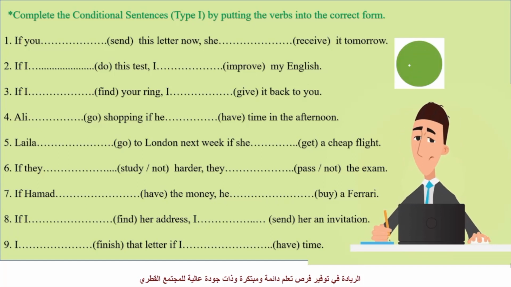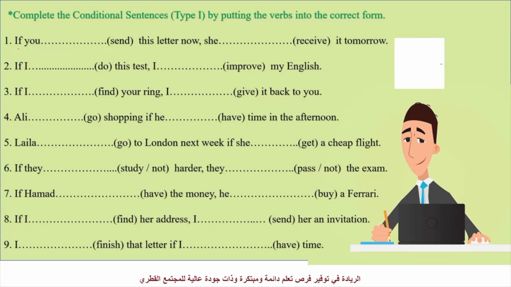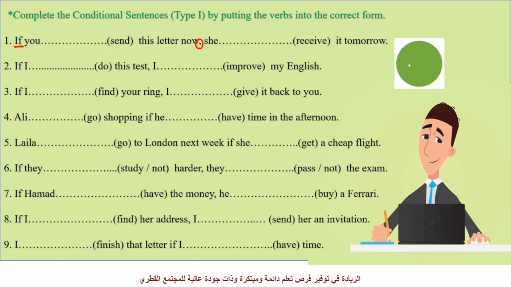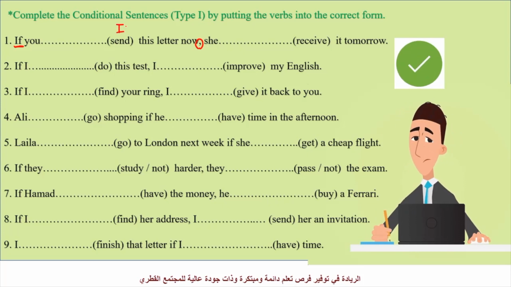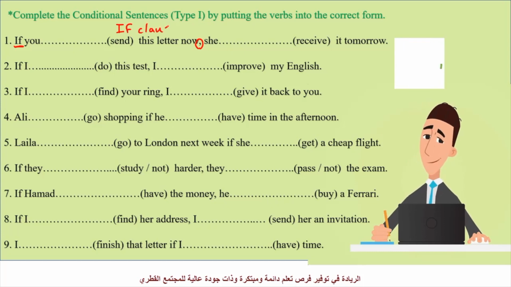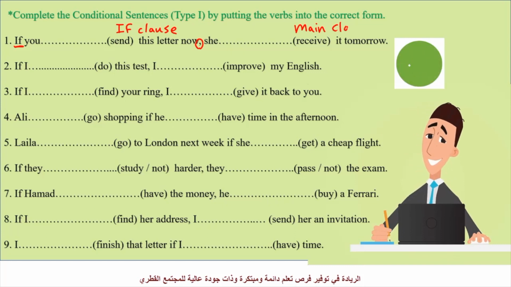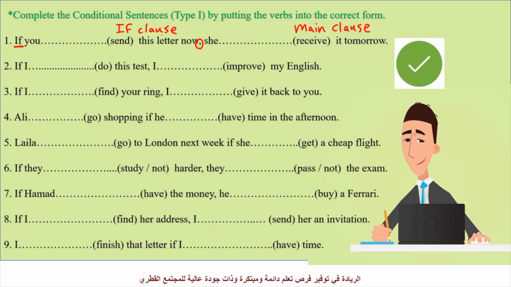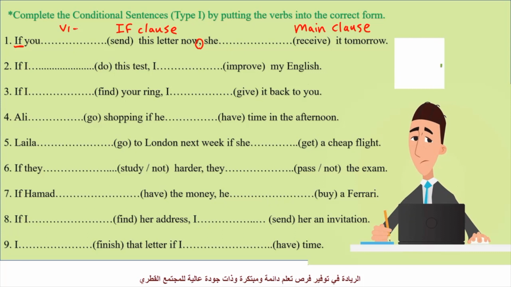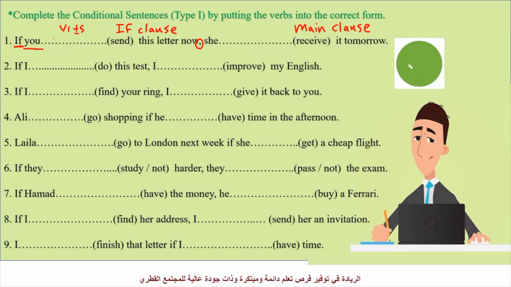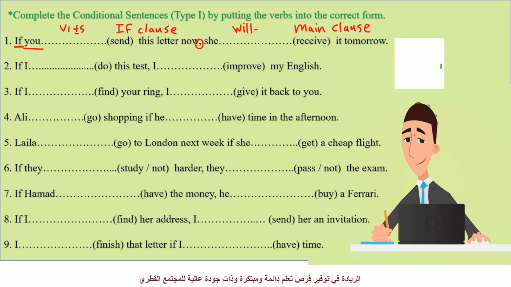The first thing that we have to do is to know where is the if clause and where is the main clause in order to answer these questions. Here we have the if and there is the comma. It's okay here, which tells us that this clause is the if clause, and the other clause is the main clause. The if clause needs verb 1 plus or minus s, which depends on the subject. This is a subject, where the main clause needs will plus verb 1.